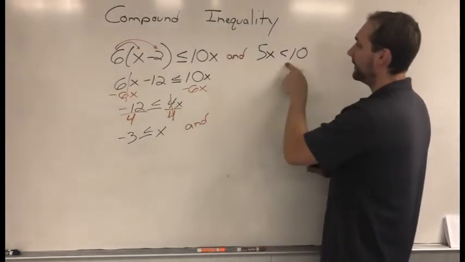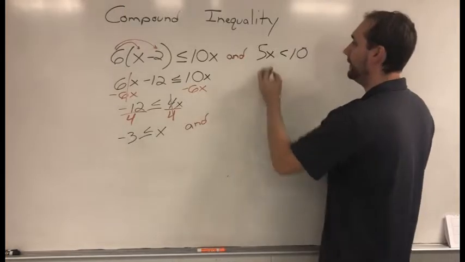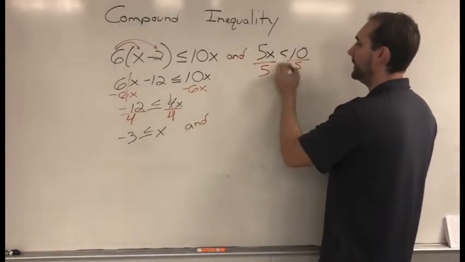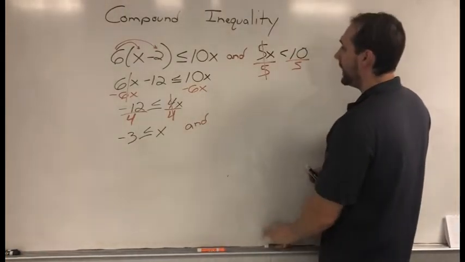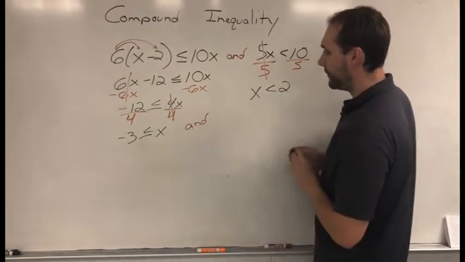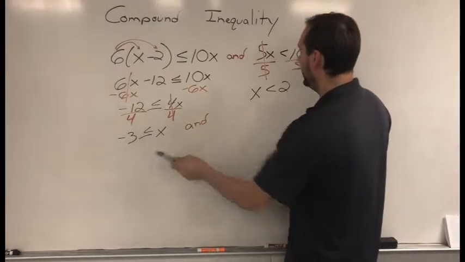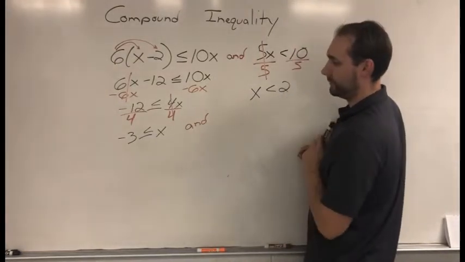Here, 5x is less than 10. What's the opposite of multiplying by 5? Divided by 5. Let me do that to both sides. I get x is less than 2. So my solution is x is greater than or equal to negative 3, and x is less than 2.